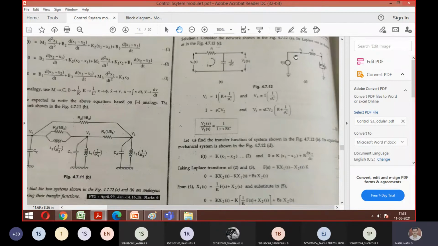You can see how many equilibrium equations you can expect? Two. Good. At F1, F1 of t is given with respect to your x1. So we can take force equals to, since x1 is having a combination of k, k into x1 minus x2. So this is your one equilibrium equation.